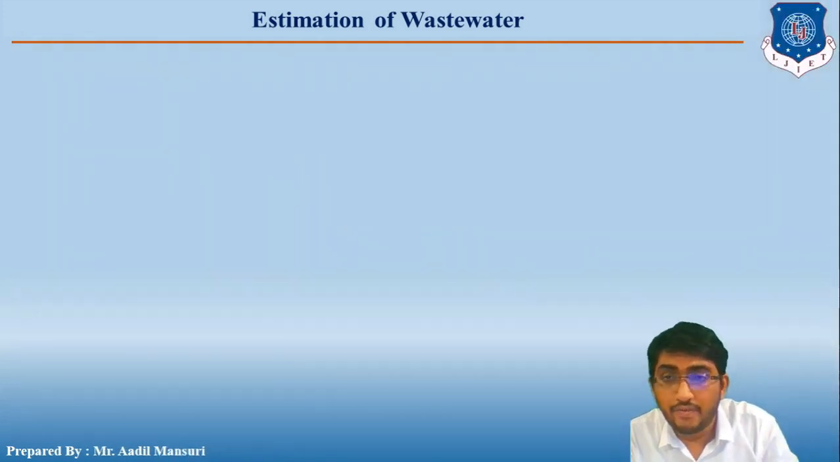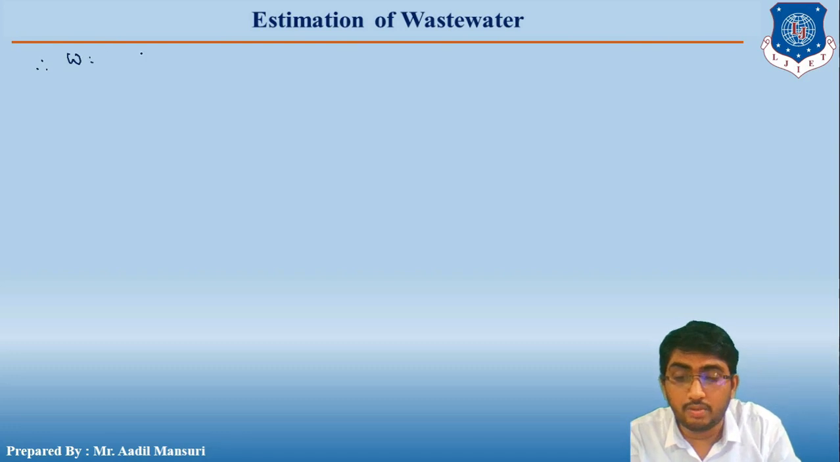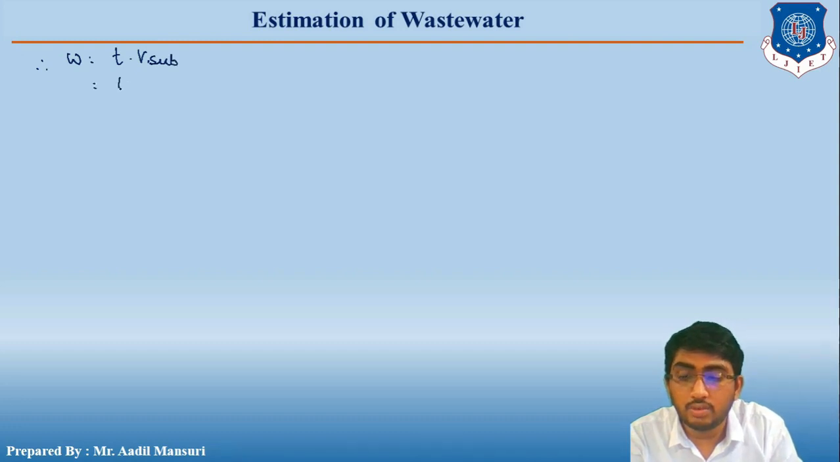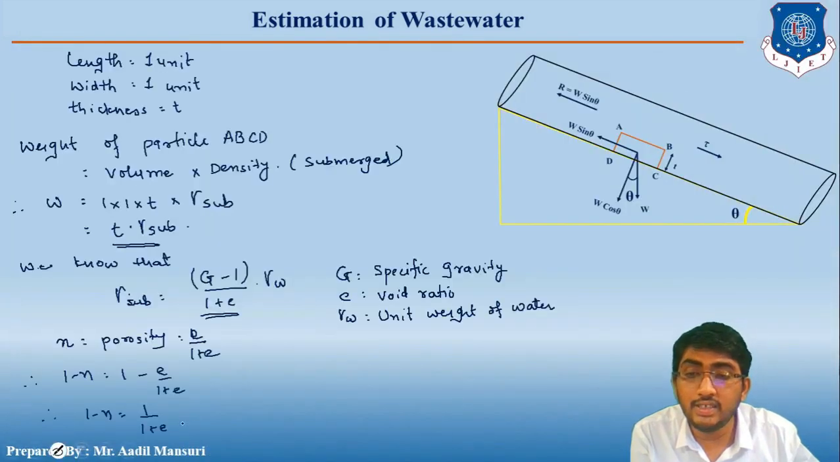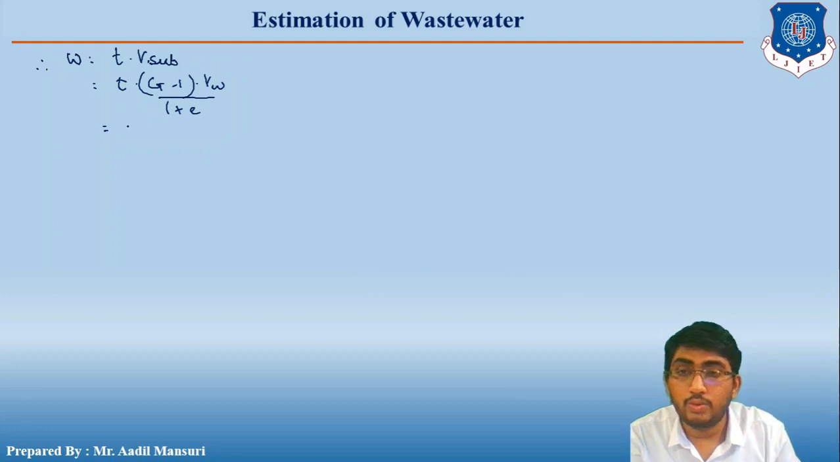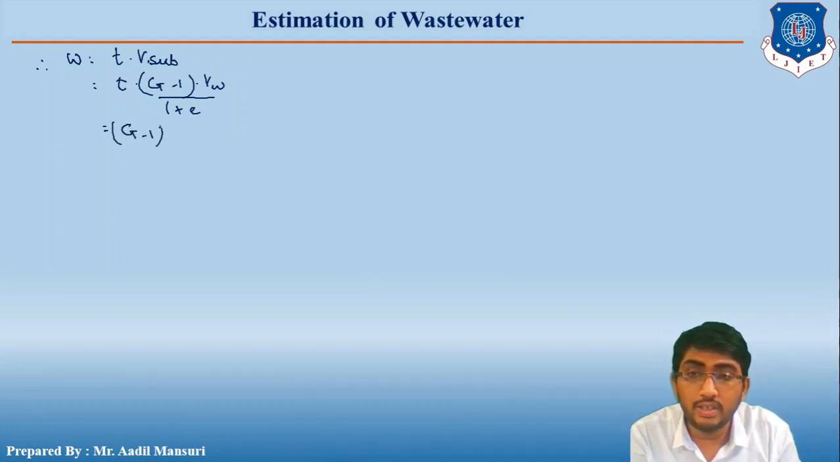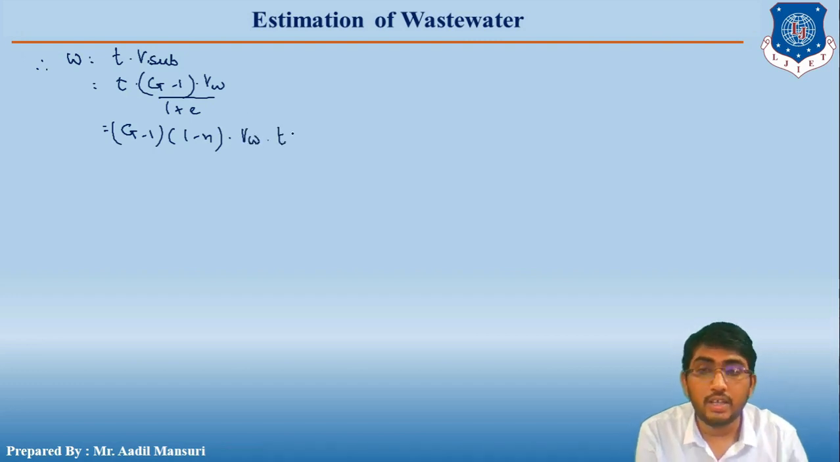So therefore W will be equal to T into gamma submerged, that will be equal to T into (G minus 1) into gamma W upon 1 plus E. But we have known that 1 upon 1 plus E is 1 minus N. So this will be equal to (G minus 1) into (1 minus N) into gamma W as it is, and into T. In place of 1 upon 1 plus E, I am writing 1 minus N. Name this equation as number 1.